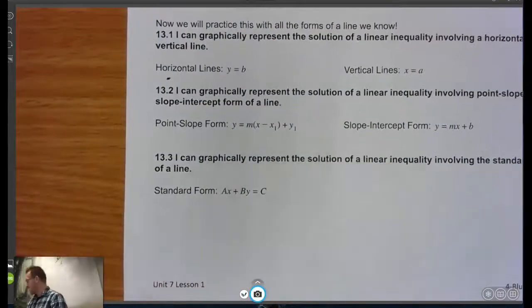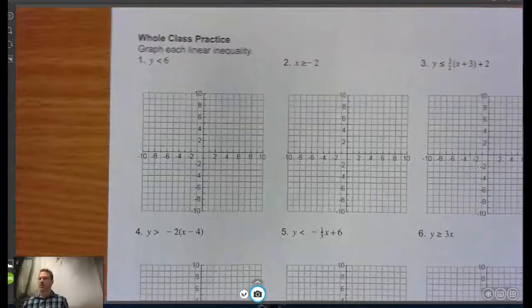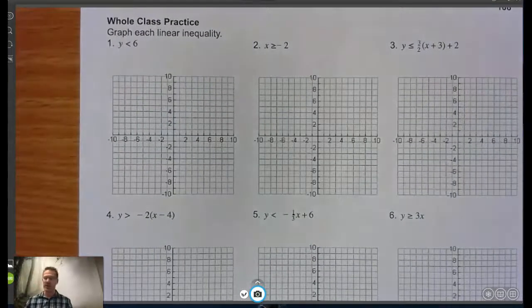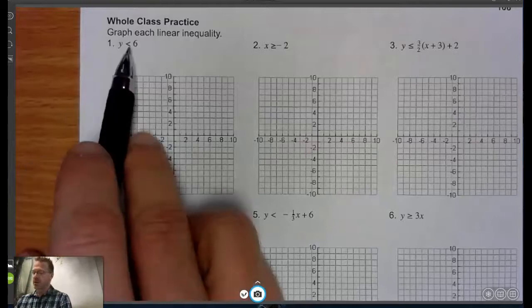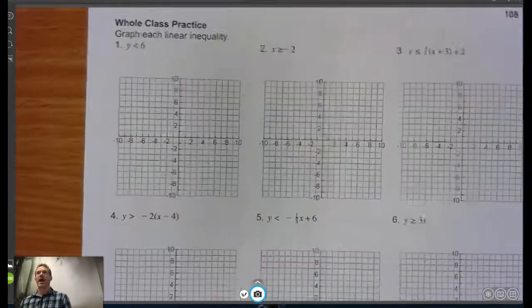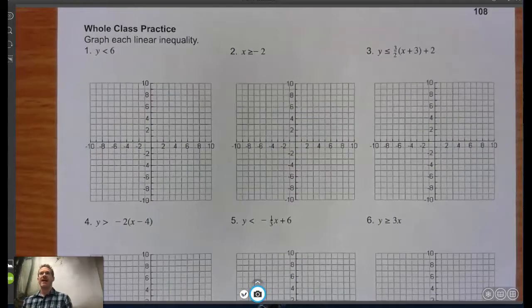Okay, so now let's get into some examples. Let's go through and do a few of these together. When we look at our first problem here, we have y is less than 6. So notice this is less than. We know whatever line we graph, it is going to be a dotted line. It's also going to be a horizontal line if we go back to our form. So y equals 6 would have been that line.